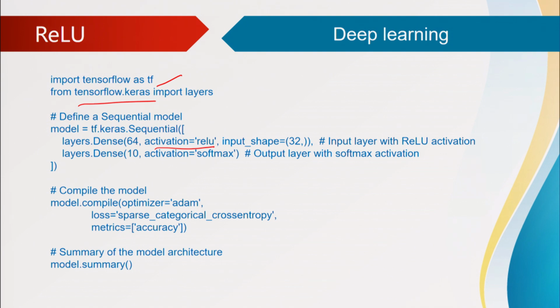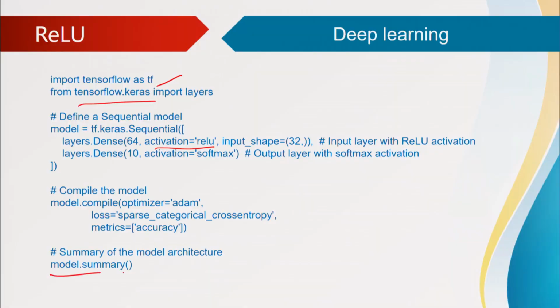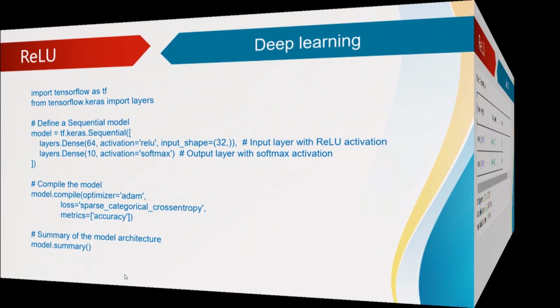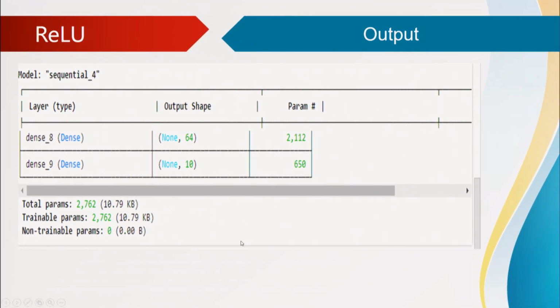We are just saying what the different parameters are, what the activation function is, how many input shapes or parameters we are sending, and how many output layers will be displayed. So, we are compiling the model, and we are printing the model summary. If you print the model summary, the output is as follows.